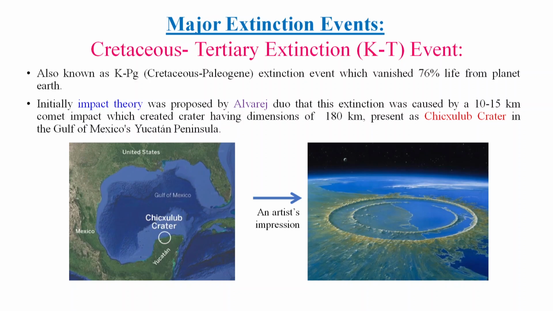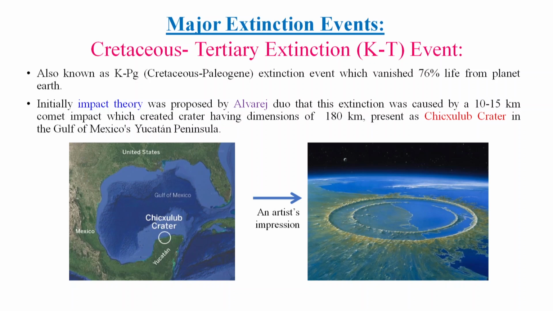So initially the main theory was that this extinction event was brought about by a meteoritic impact near the Gulf of Mexico, also known as the Chicxulub crater, having a dimension of about 180 kilometers, and the meteorite that was responsible was thought to be 10 to 15 kilometers in diameter.